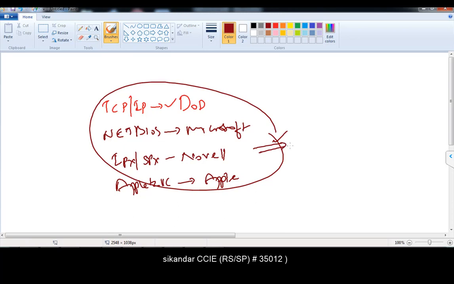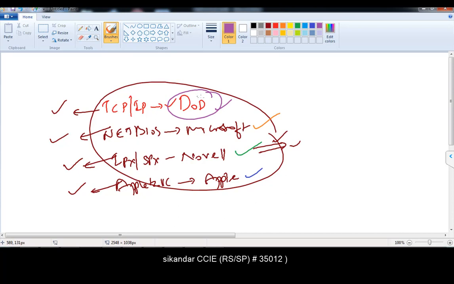But even though we have different types of protocols, these protocols are like different languages. This protocol is a separate language, this is a separate language, this is a separate language. So everyone was using their own protocols for communication. Microsoft uses its own language, the NetBIOS protocol, Novell uses its own language, and Apple machines use their own language. So everyone had their own set of protocols.